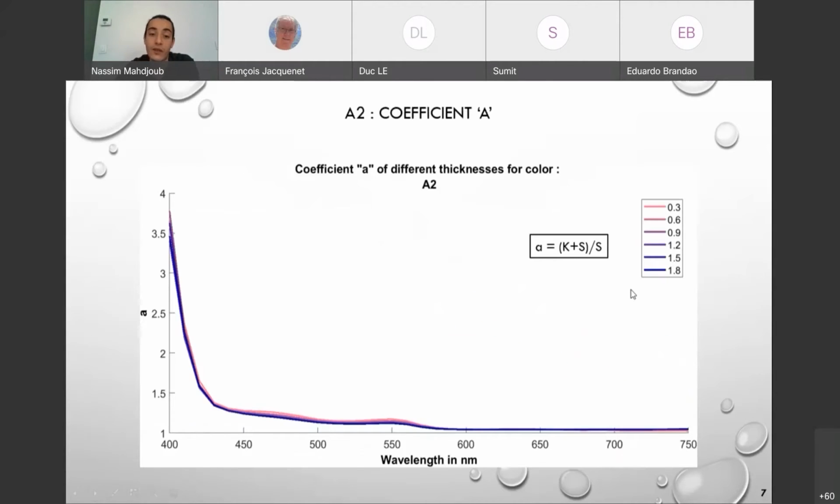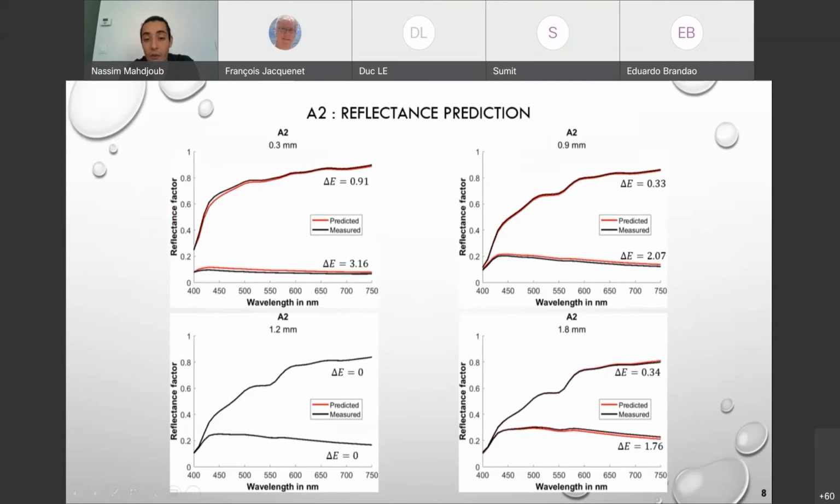Luckily, we have this coefficient called A, which depends on K and S, and gives us important information about the validity of the model. And as we see in the figure, the curves fit almost for all the thicknesses. And now we can move to our reflectance predictions.